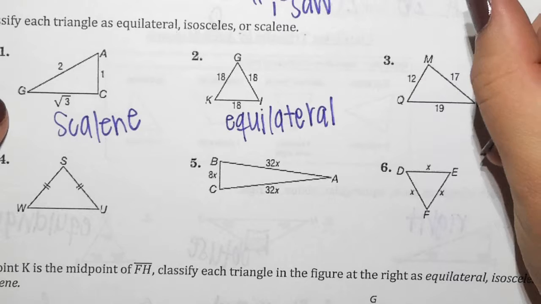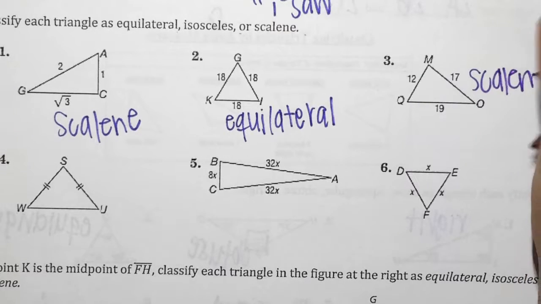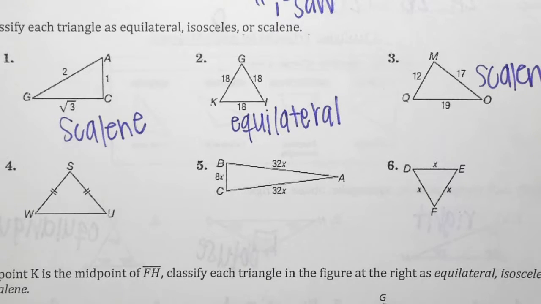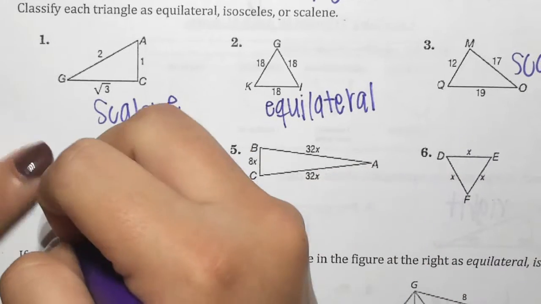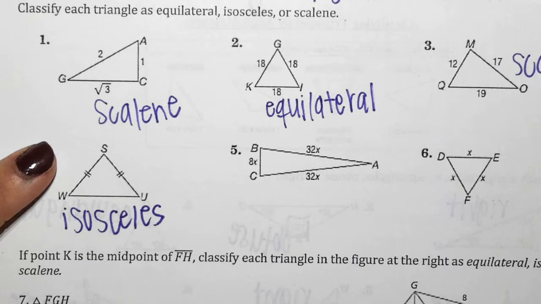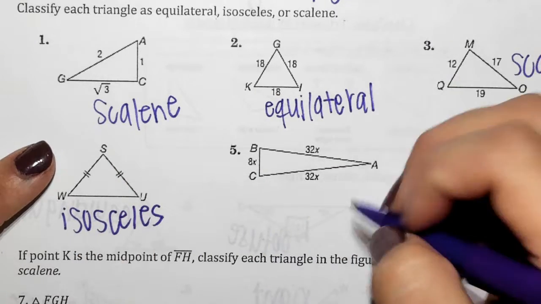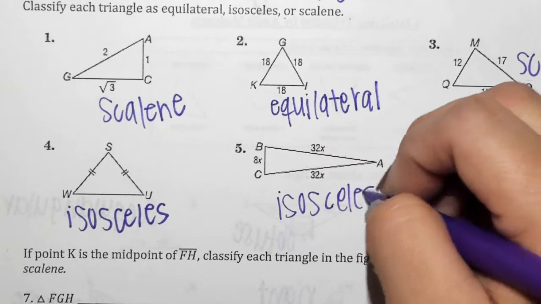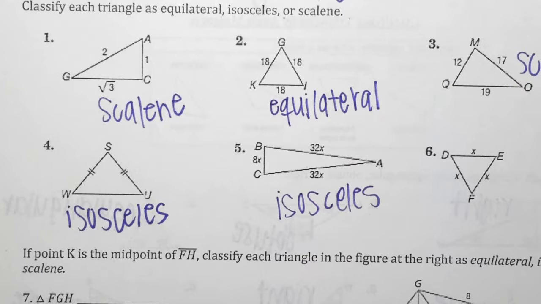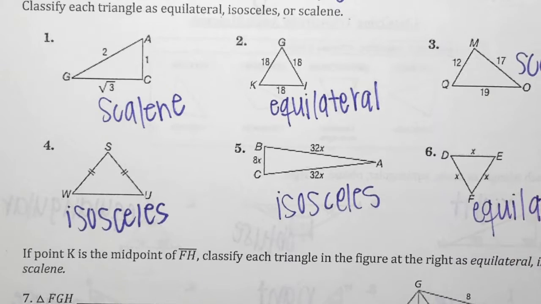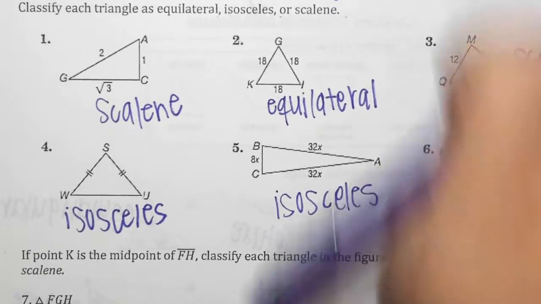Allison, 3. Scalene. They're all different. Number 4. She's not here. Natalie, what'd you put for 4? Isosceles. Good. I saw another angle, or sides. 5. Braden, what'd you put? Isosceles. Good. And then number 6. Alex, what'd you put? Equilateral. Good.